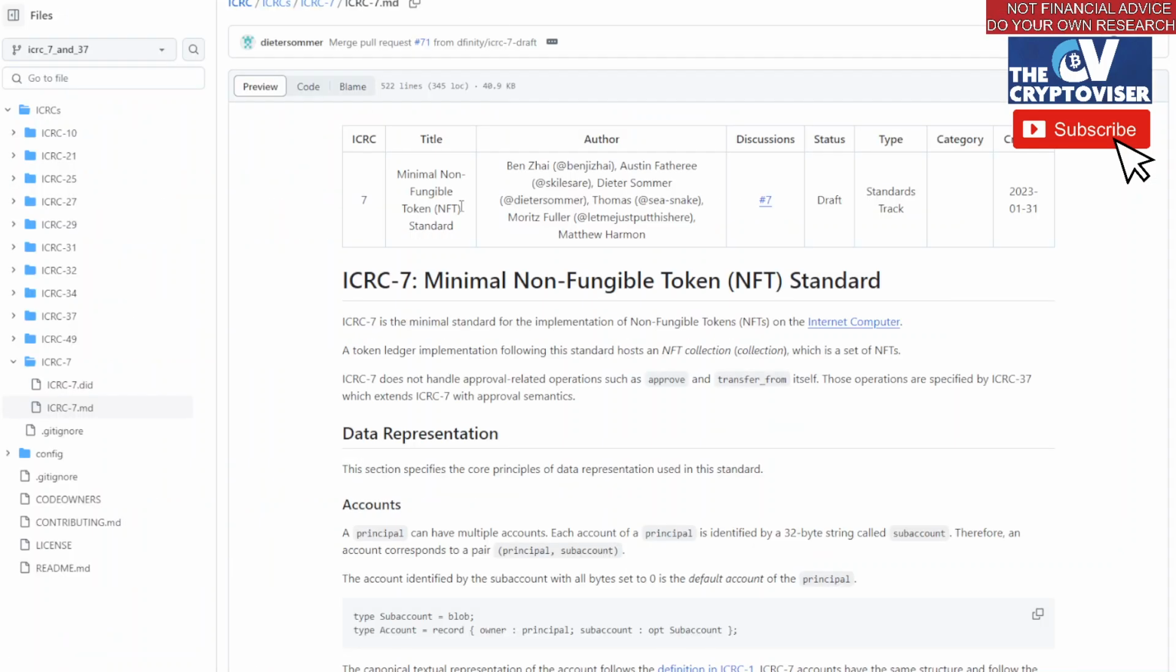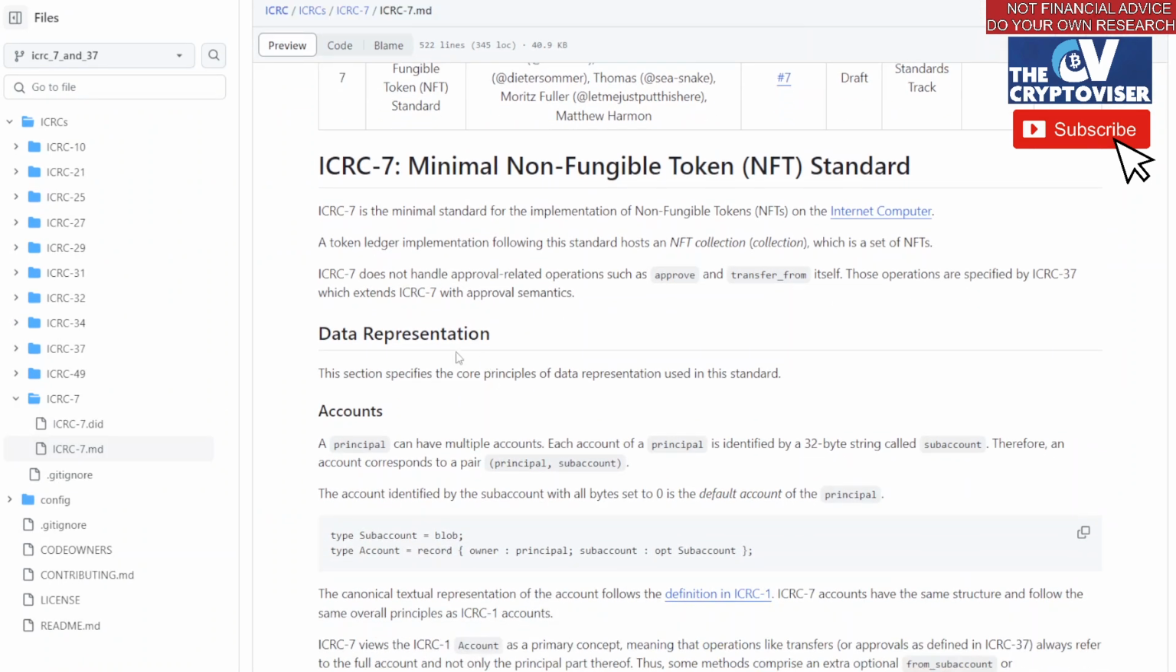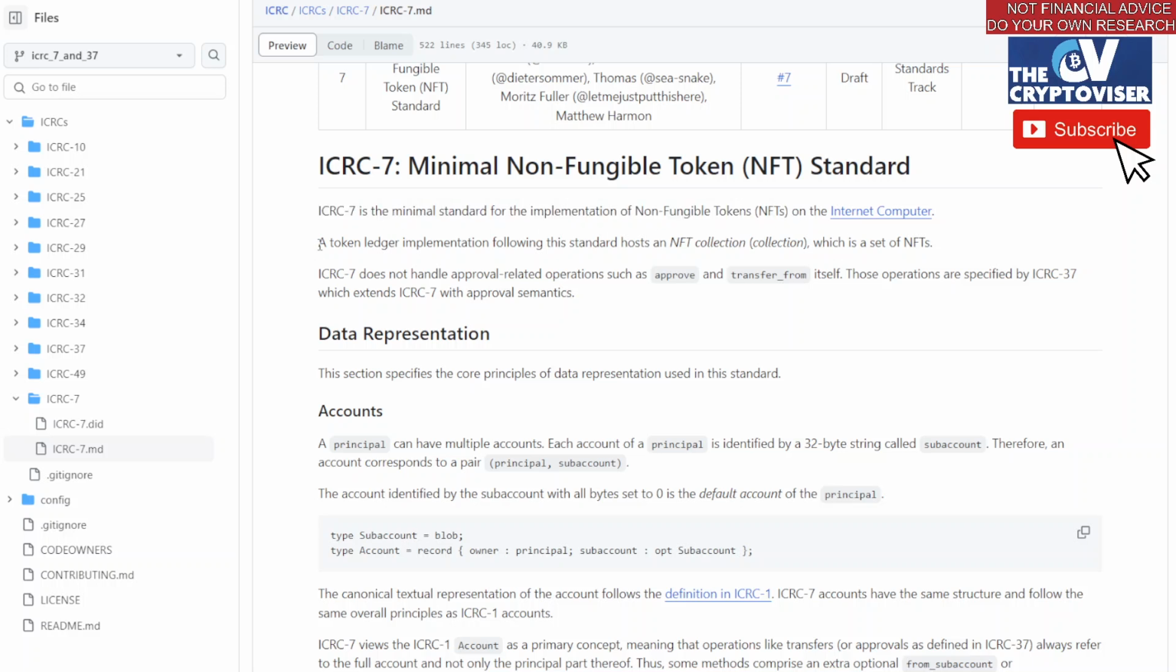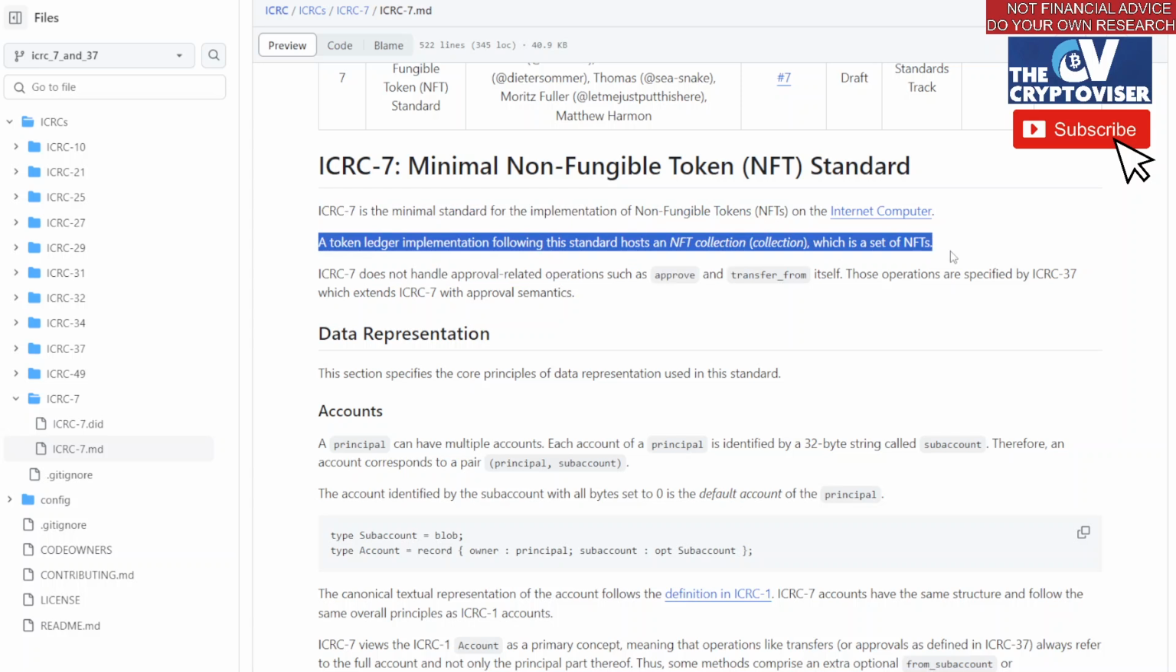So let's understand a little bit more about what these are. The improvement proposal number 7 for vote is called the minimum NFT standard. ICRC-7 is the minimum standard for implementation of non-fungible tokens on the Internet Computer. A token ledger implementation following this standard hosts an NFT collection, which is a set of NFTs. This standard does not handle approval-related operations, such as approve and transfer-from itself. Those operations are specified in number 37, which extends this proposal with approval semantics.